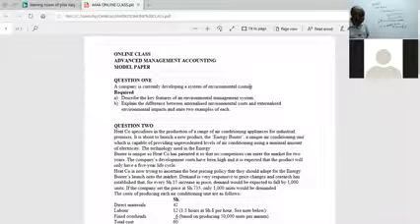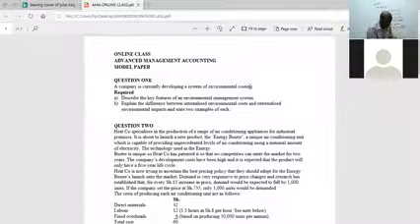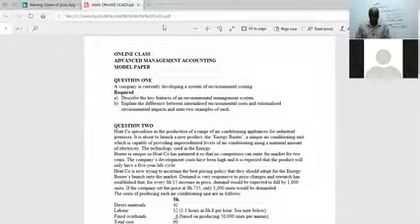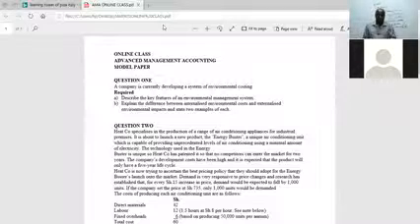So question number 1 reads, a company is currently developing a system of environmental costing. Required, describe the key features of an environmental management system.